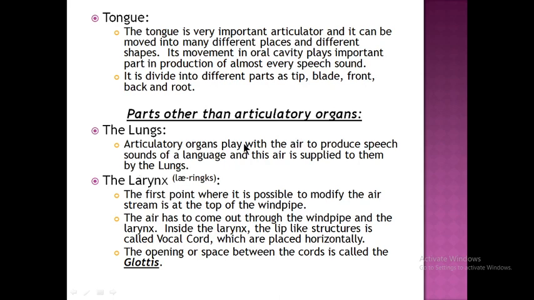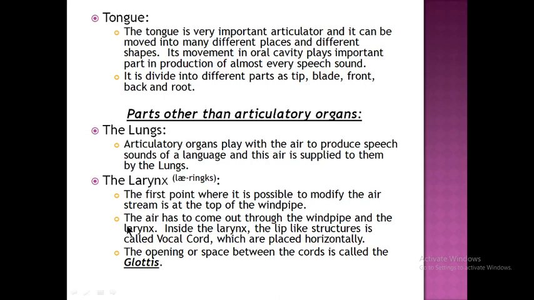So articulatory organs play with the air to produce speech sounds of a language, and this air is supplied to them by the lungs. So lungs are very much important. Next one is larynx. What is larynx? The first point where it is possible to modify the air stream is at the top of the windpipe. It is the point which is very much responsible for modifying the air stream. Modify the air stream means to change the air stream as you want, to produce different sounds. It's up to you.